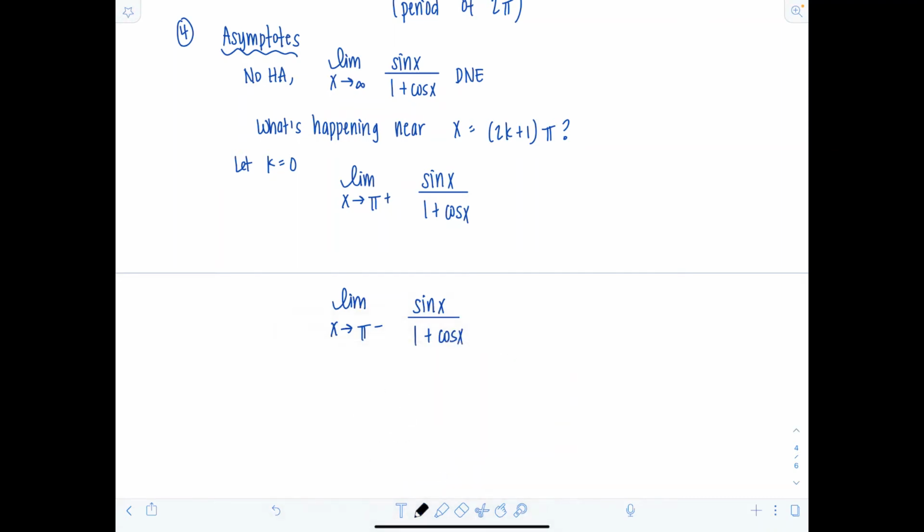Okay, so now it's time to think of our unit circle again. So x is approaching pi from the right. That means from values larger than pi. So this is a little tricky. You're coming towards pi from values larger than pi. You're coming this way, okay? So that means sine of x is approaching 0, and cosine of x is approaching -1, so 1 plus cosine x is also approaching 0. So we have an indeterminate form of the type 0 over 0.